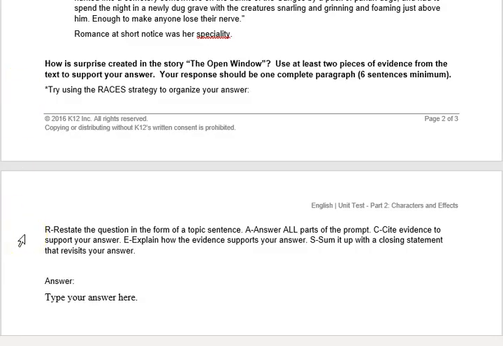R. Restate the question in the form of a topic sentence. A. Answer all parts of the prompt. C. Cite evidence to support your answer. E. Explain how the evidence supports your answer. S. Sum it up with a closing statement that revisits your answer. And you will type your answer there. So how is surprise created in the story, The Open Window?